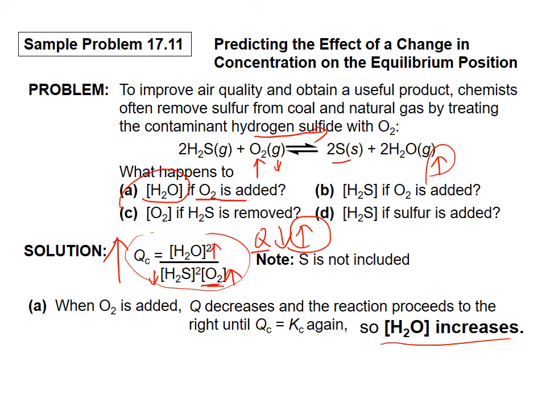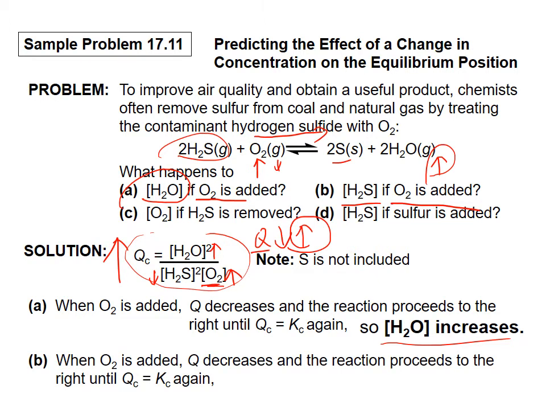Now let's look at B. B says the same disturbance, oxygen added, so we know the reaction must proceed to the right side. The question is, what happens to hydrogen sulfide? Hydrogen sulfide is a reactant, so when the reaction goes forward, the reactant will decrease. Again, if you look at Q, when oxygen is added, Q decreases. In order to increase Q, you have to reduce hydrogen sulfide. So again, the answer is hydrogen sulfide decreases.